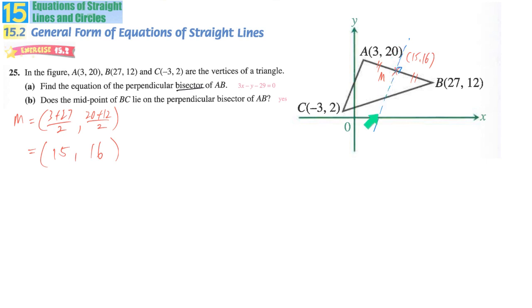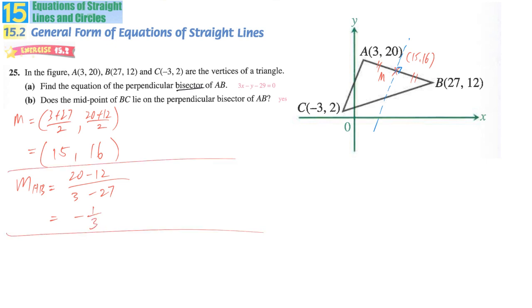Moreover, this is perpendicular, so it's related to slope. We are now going to get the slope of AB, and by the slope of AB, we know that the product is -1. That's why we can trace back what the slope of our required line is. So slope AB first is 20 minus 12 over 3 minus 27, and then we get -1/3.